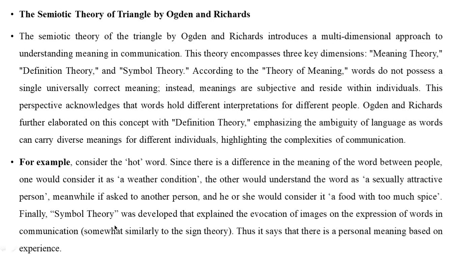Finally, the symbol theory, the third one given by Ogden and Richards, says that it develops the evocation of images on the expression of words in communication. So symbol theory explained the evocation of images on the expression of words in communication, somewhat similar to the sign theory. Remember that? If you do not, go and watch the video. Thus it says that there is a personal meaning based on experience. Sign equals signifier over signified. So sign refers to the mental images based on experience.